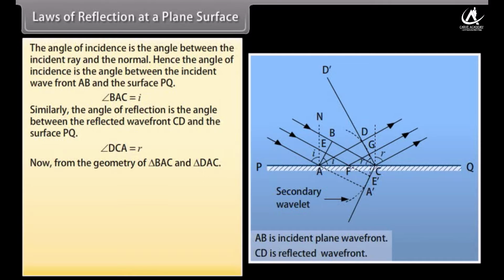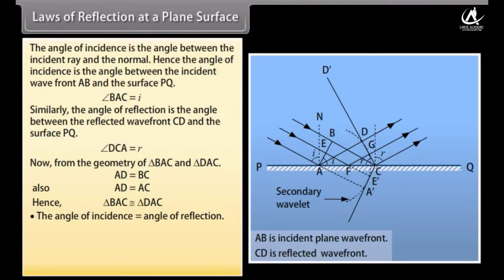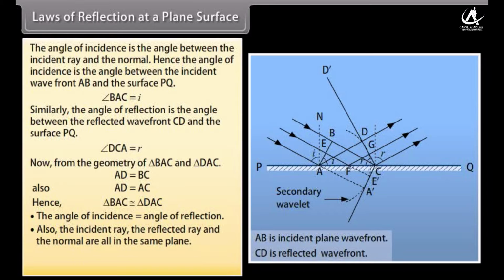Now, from the geometry of triangles BAC and DAC, BC is equal to AD and AC is common. We can say that these are congruent triangles. Hence, the angle of incidence is equal to the angle of reflection. Also, the incident ray, the reflected ray, and the normal are all in the same plane. Hence, the wave theory has proved the laws of reflection at a plane surface.